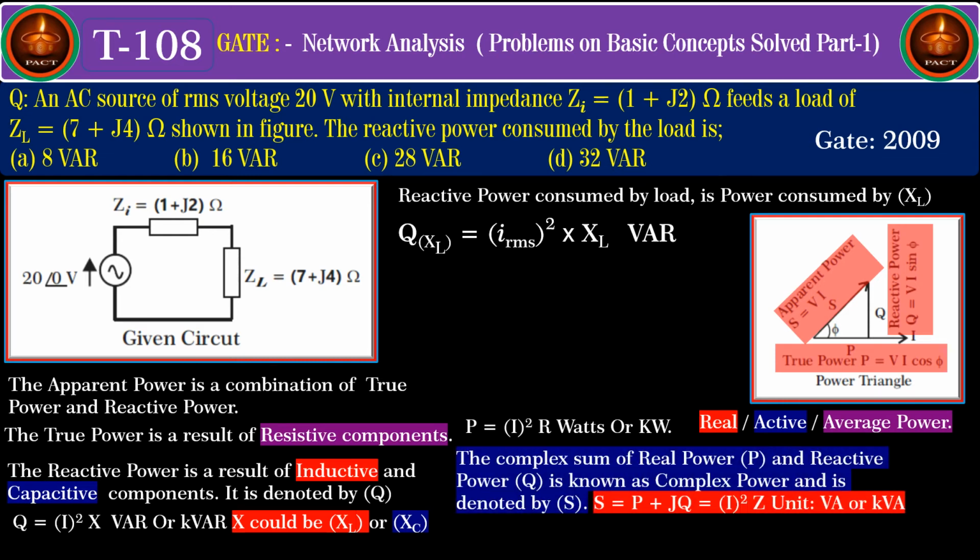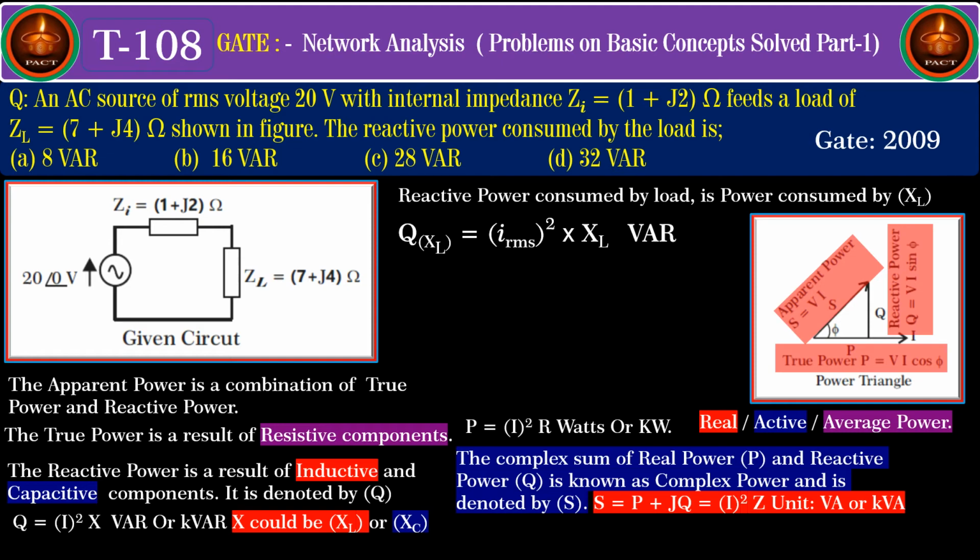Whereas the complex sum of the real power P and the reactive power Q is known as complex power, and it is denoted by S, and S is equal to P plus jQ, and that is equal to I RMS squared into Z, and it is measured in VA or kVA.